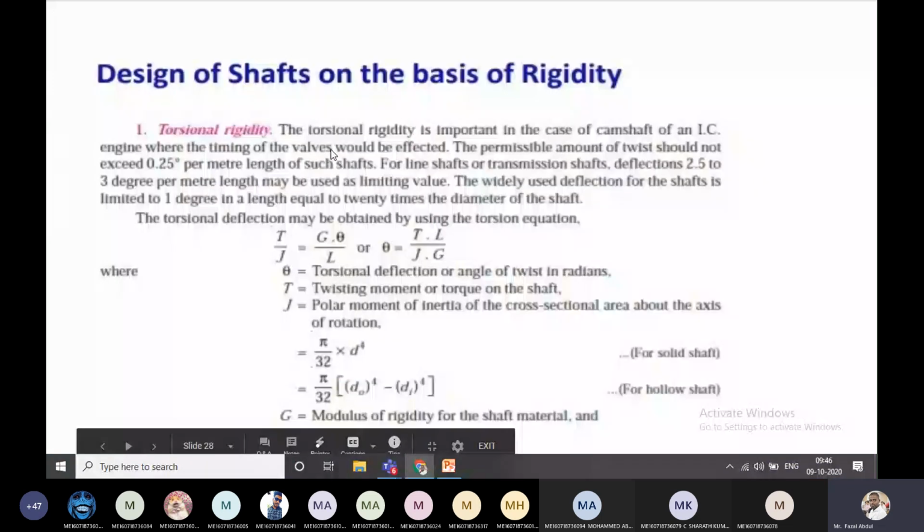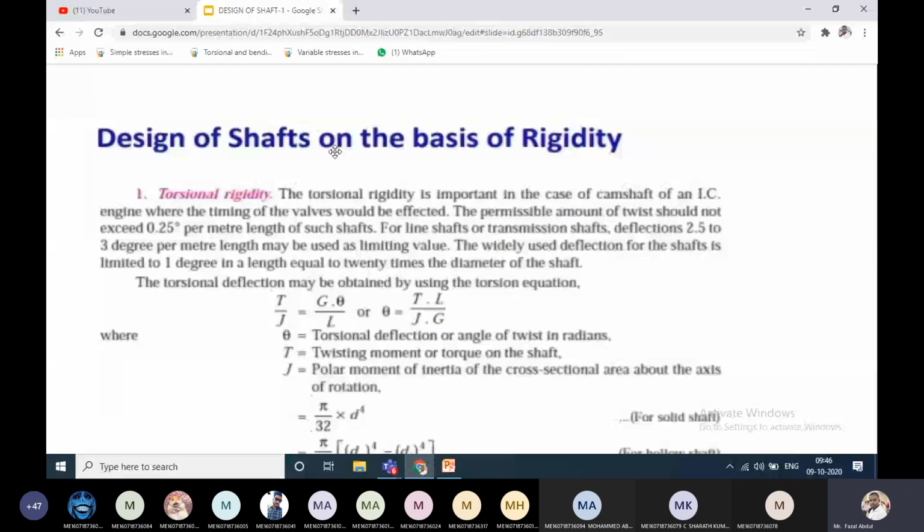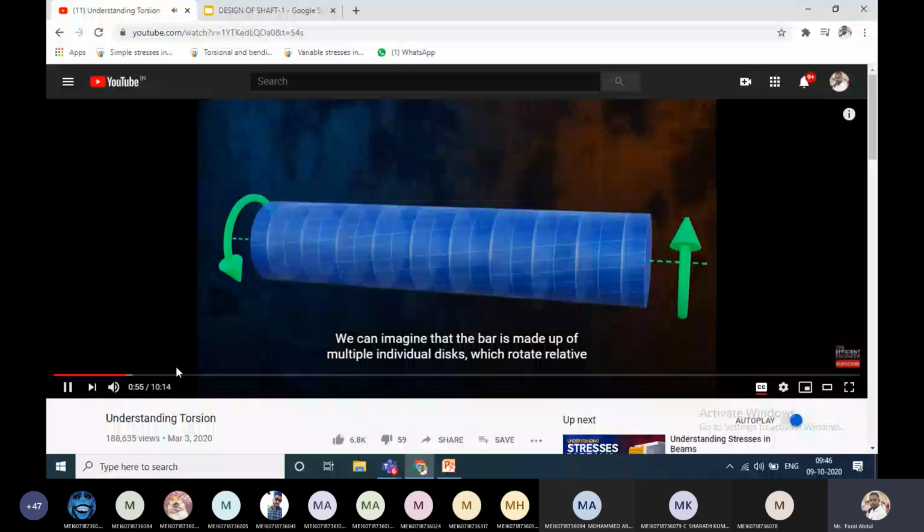Is made up of multiple individual. Torsion is the twisting. Noise is hearable. This noise, whatever voice is there.